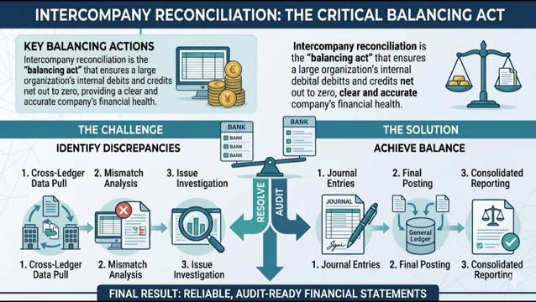The bottom banner ties it all together. The end goal isn't just balanced numbers, it's reliable, audit-ready financial statements. When a regulator or auditor looks at the books, they want to see that the company has a repeatable, transparent process for balancing these internal scales.